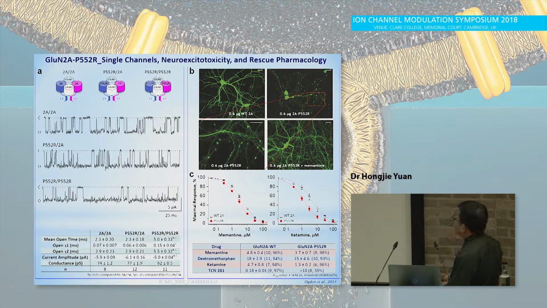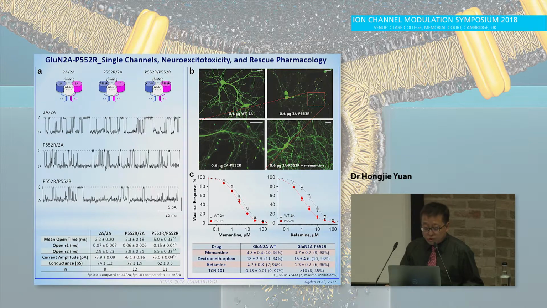We can see co-transfection of the P552R can produce rapid and significant swelling of the dendrite, indicated by these numerous blebs. Inclusion of memantine in the culture medium can reduce this dendrite swelling and also rectify the decreased viability. This data suggests that memantine can protect the cultured neurons from P552R-induced neurotoxicity.